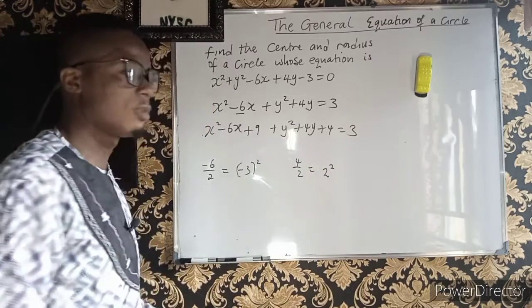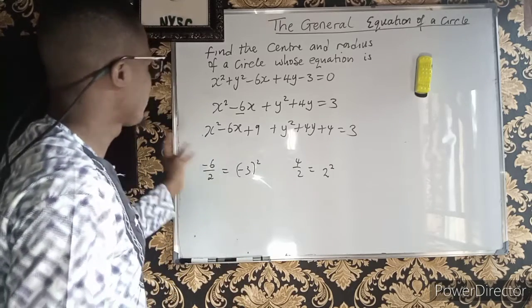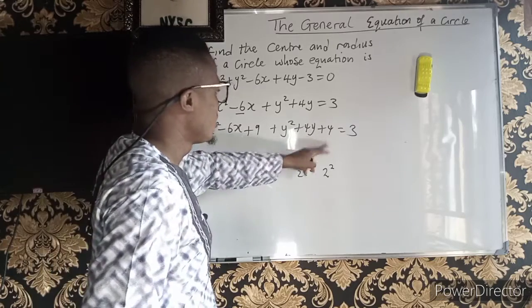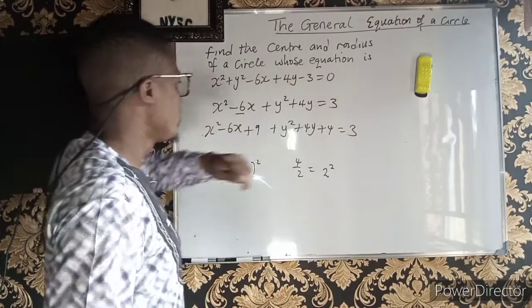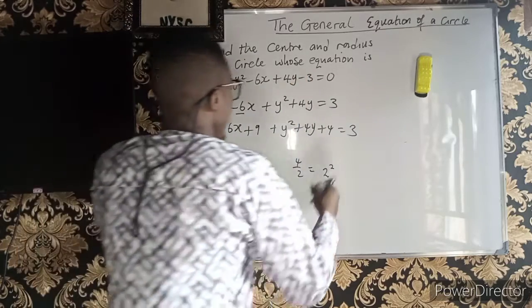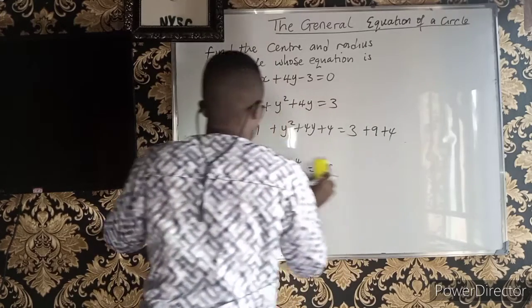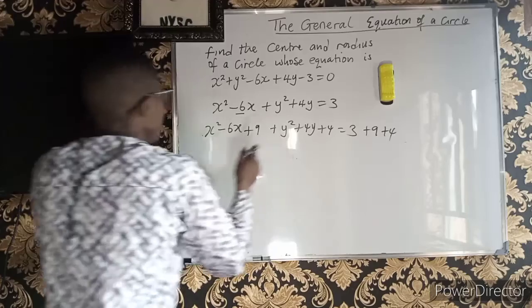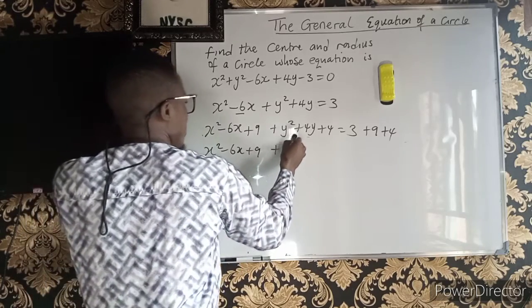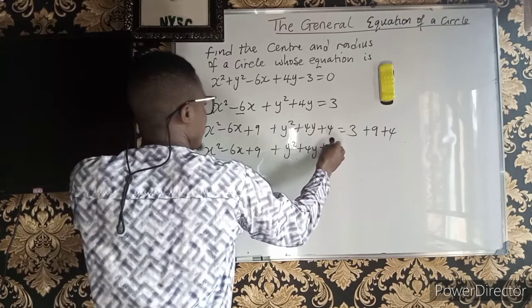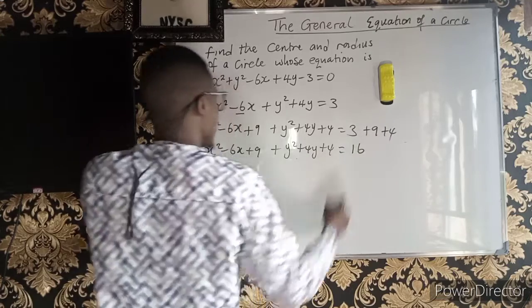Now, for an equation to be balanced, whatever you do to the left hand side, you must do to the right hand side. Coming to the left hand side, I added 9 and 4. So the equation is not balanced. Therefore, for it to be balanced, I need to add 9 and 4 to the right hand side so that it becomes balanced. So I'll have plus 9 and plus 4. So we now have x squared minus 6x plus 9 plus y squared plus 4y plus 4 equals 3 plus 9 is 12, 12 plus 4 is 16.